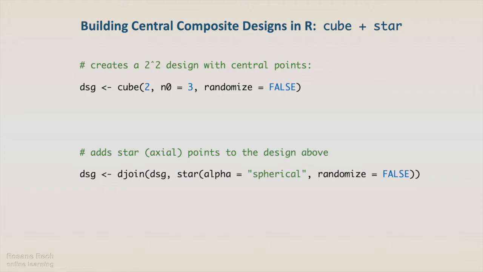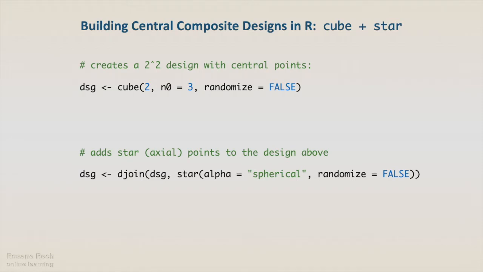In this first example, we are going to use two functions, the cube and the star, both from the RSM package. These two functions will create our central composite design in two steps. First, we are going to create a 2 to the power of 2 design with the central points, and then we are going to add the star or axial points to the design.